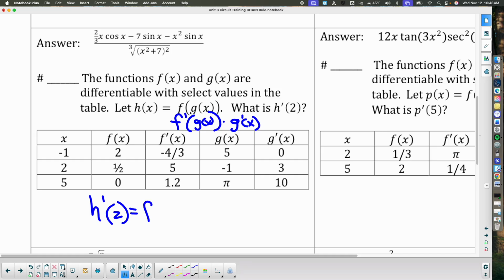So f prime g of 2. G of 2 is negative 1. G prime of 2 would be 3. And then lastly, I'm going to find f prime of negative 1, which is negative 4/3. So negative 4 would be the answer.